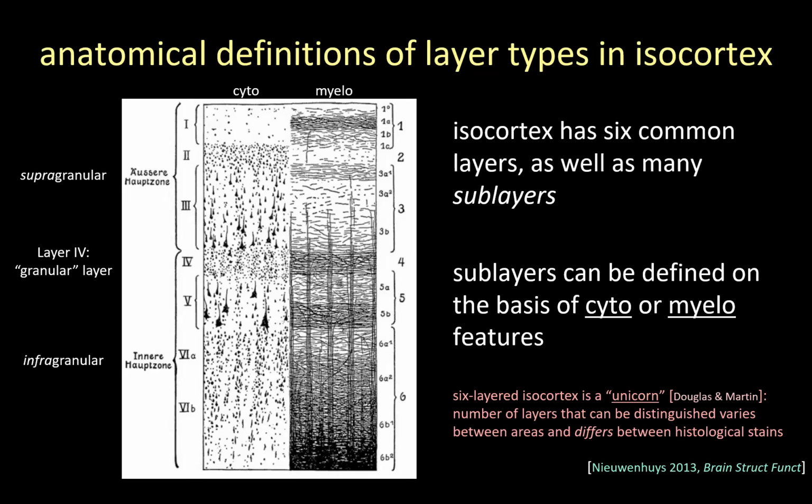And you can appreciate that while the basic 6 layers or 6-layer types are roughly present across the isocortex, I've heard it said that a 6-layered cortex is really a unicorn, in that the number of distinct layers that one can differentiate really varies a lot between areas. It varies a lot between different histological stains. And so it may be uncommon to come across a cortical area in the isocortex that has exactly 6 layers. Again, you can see there are various definitions of these layers we need to take into account. So I'd like to think of it as really 6 layer types that we see across the cerebral cortex.